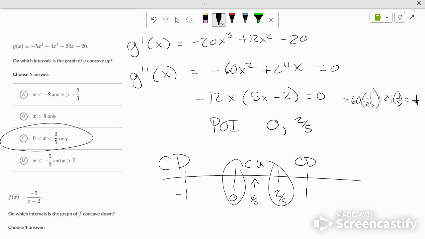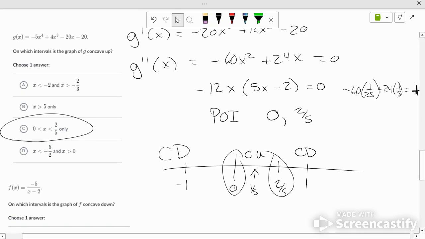Okay? Taking two derivatives and then taking a point in between and checking it back in the second derivative. Because if it's positive in the second derivative, it's concave up. If it's negative in the second derivative, it's concave down.